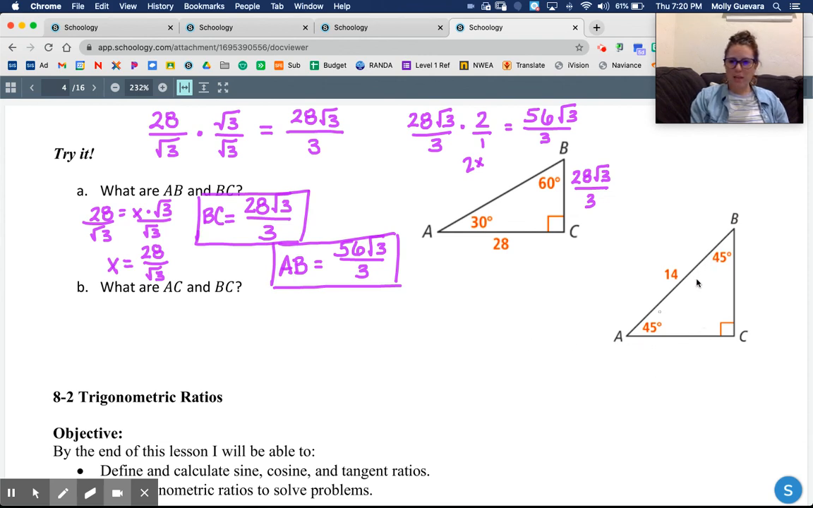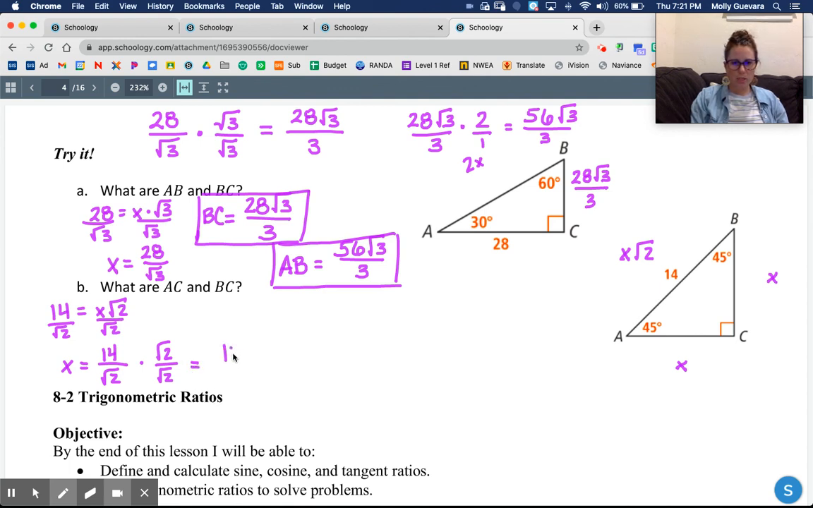So for B, if I write the pattern of my 45-45-90, my two legs are x, and then my hypotenuse is x square root of 2. So that tells me that 14 equals x square root of 2. So I'm going to divide by square root of 2, and I get x is equal to 14 over square root of 2. But I can't have the square root on the bottom of a fraction. So I need to multiply by 1, and I'm going to multiply by 1 in the form of square root of 2 over square root of 2.